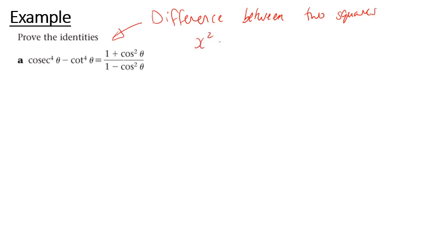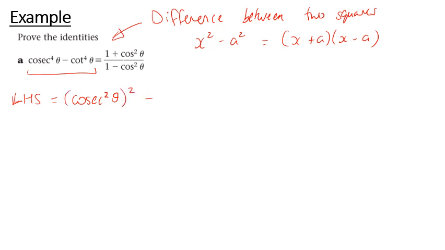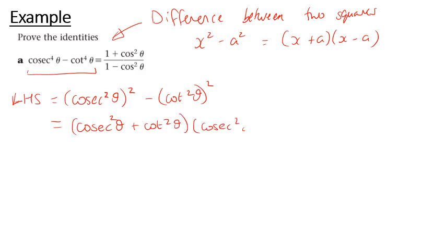So for example, x squared minus a squared factorises into x plus a and x minus a. On the left hand side of this question, this is the difference between cosec squared theta squared and cot squared theta squared, because the power of 4 is like squaring something and then squaring it again. So this will factorise into cosec squared theta plus cot squared theta, and then cosec squared theta minus cot squared theta.